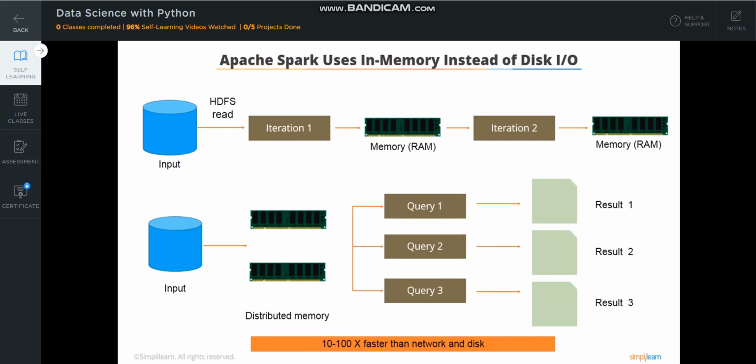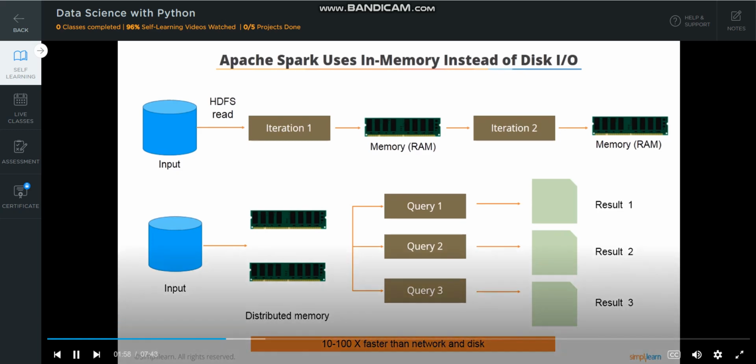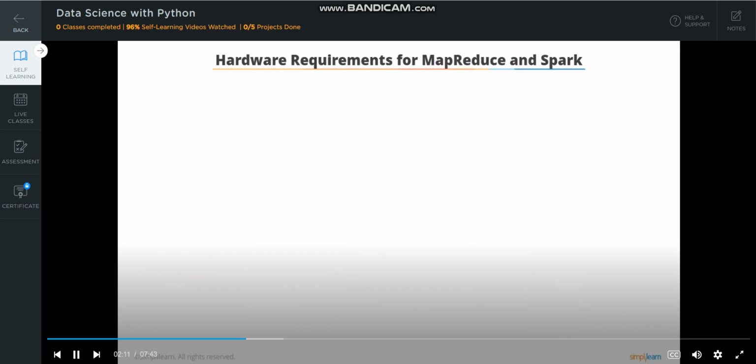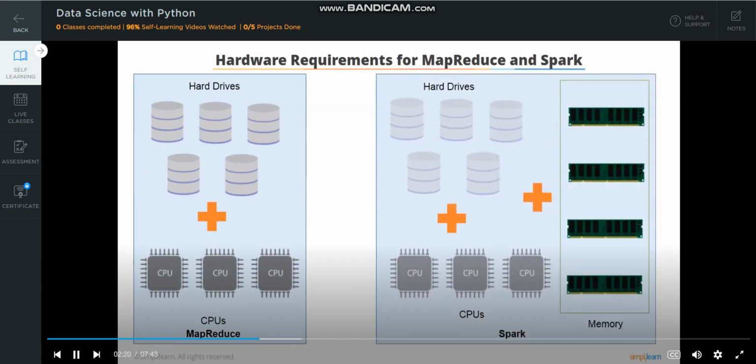This radically reduces the overall time taken for iterative operations on large datasets. In fact, programs on Spark run at least 10 to 100 times faster than on MapReduce. That's why Spark is gaining popularity among most data scientists, as it is more time efficient when it comes to running analytics and machine learning computations. One of the main differences in terms of hardware requirements for MapReduce and Spark is that while MapReduce requires a lot of servers and CPUs, Spark additionally requires a large and efficient RAM.